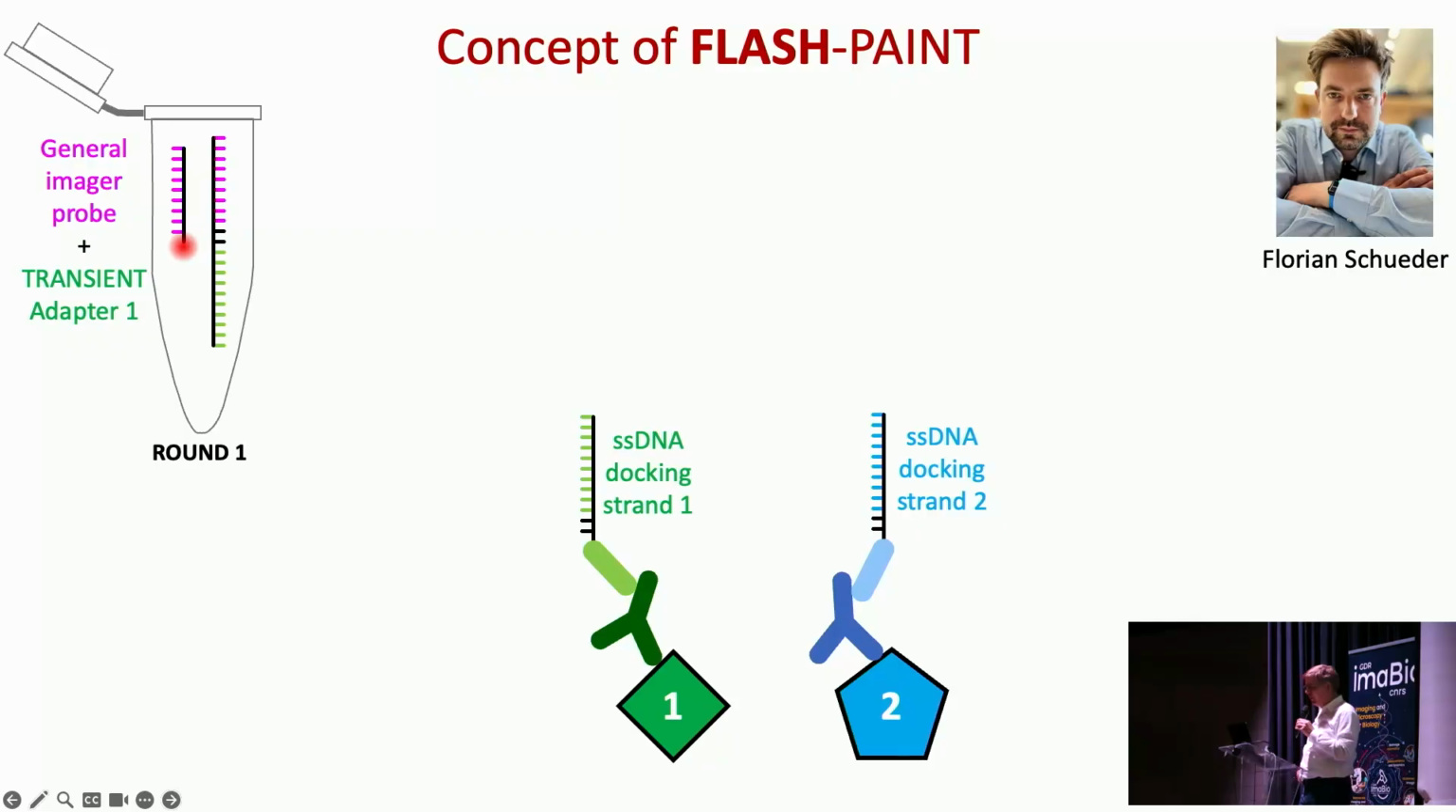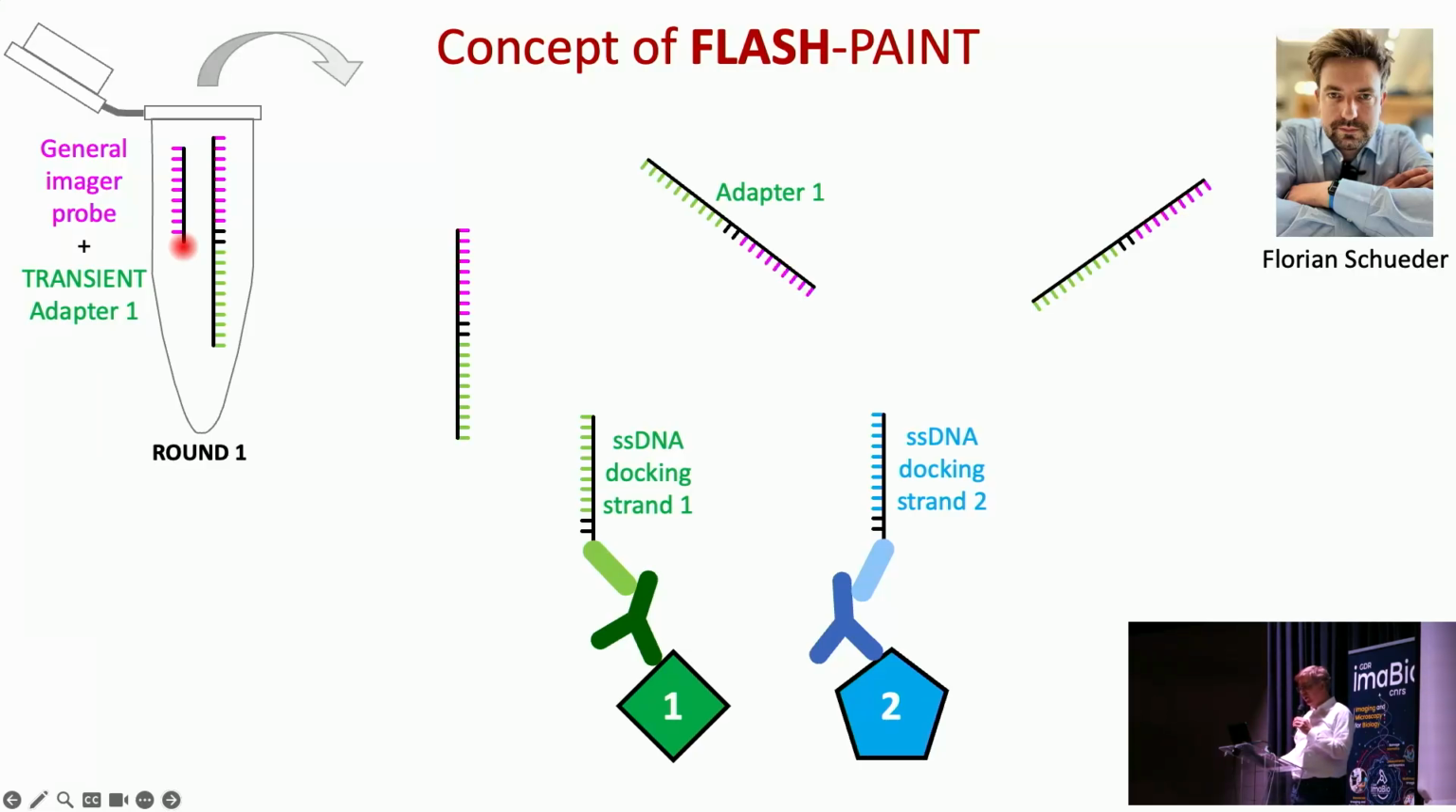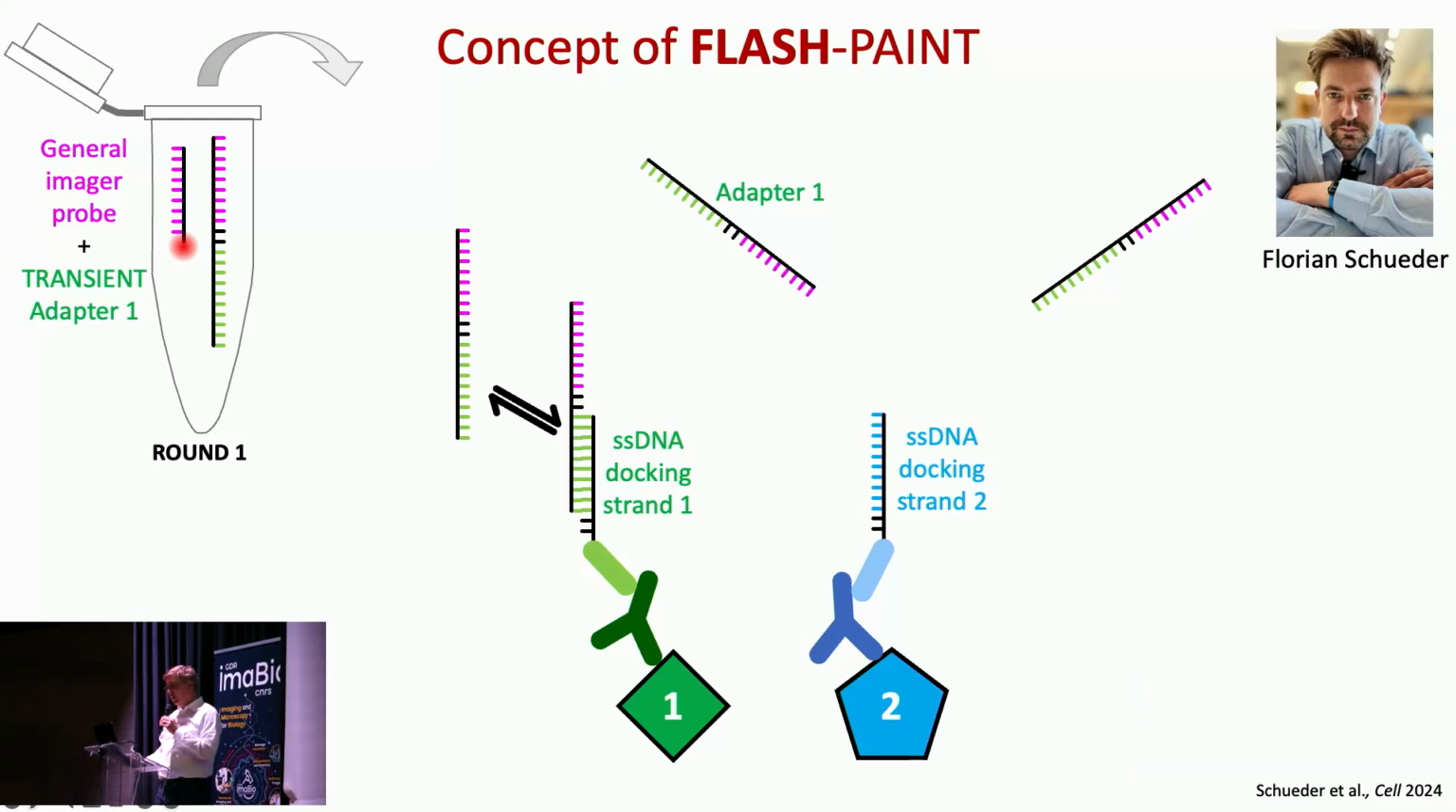So what Florian Schueder in my lab, a postdoc at the time, who actually came from Ralf's lab where he did his PhD, and now he's setting up his lab at EPFL in Lausanne, developed is this FLASH-PAINT concept. And what we did here is we added what we call a transient adapter in between the docking strand and the imager probe. So the transient adapter will bind with one half to the docking strand, and the imager probe can now bind to the other end of that transient adapter.